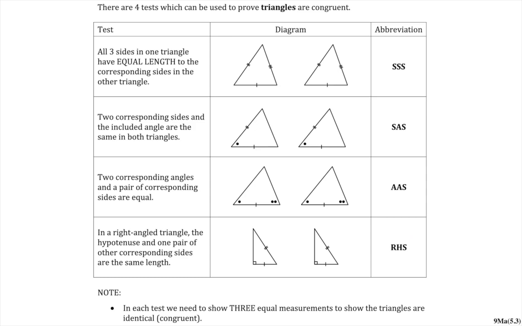For this exercise, I'm just really interested in you telling me which of the 4 tests you can use to prove 2 triangles are identical or congruent. Need to be careful. Sometimes I accidentally say sides are congruent and angles are congruent. They match or they're equal length. We're talking about the shapes being congruent.